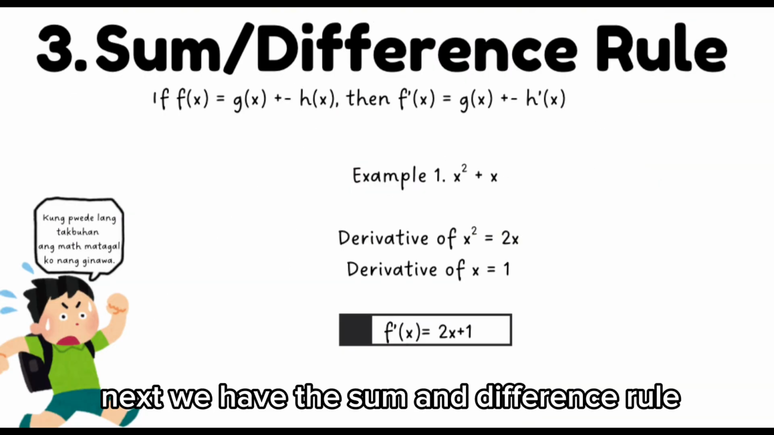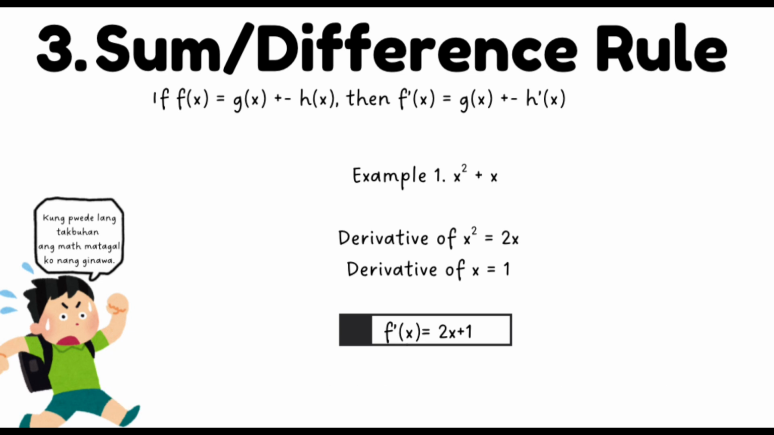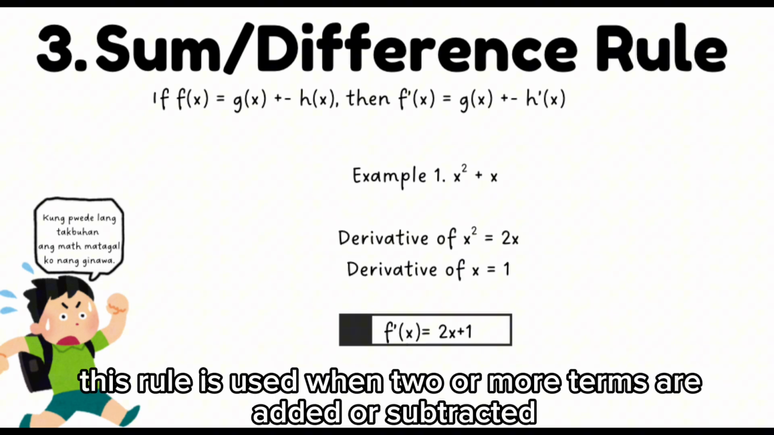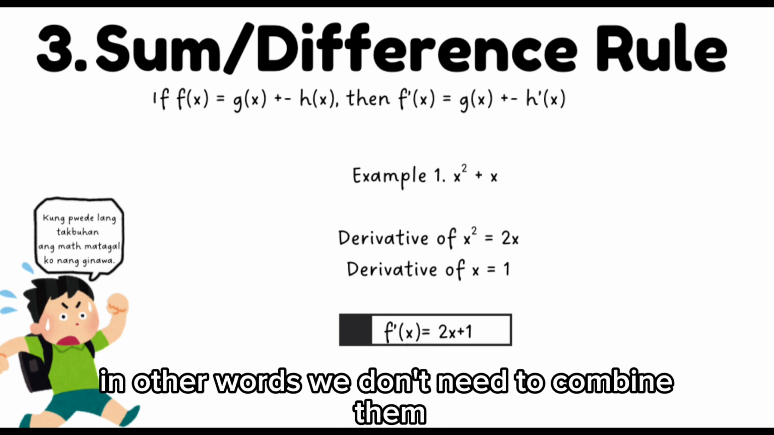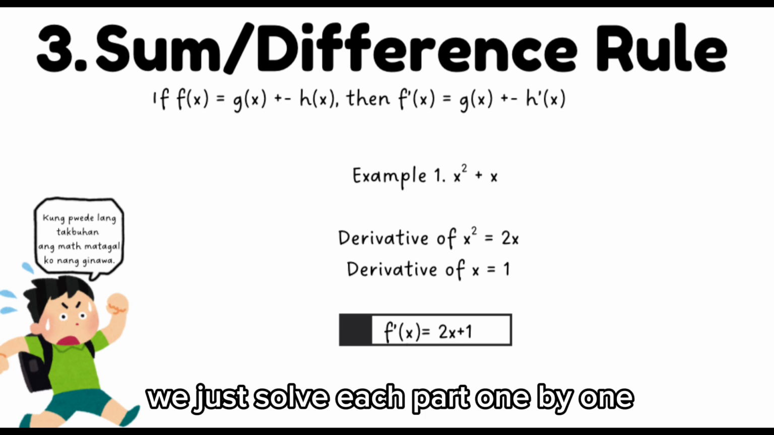Next, we have the sum and difference rule. This rule is used when 2 or more terms are added or subtracted. It states that we can differentiate each term separately. In other words, we don't need to combine them. We just solve each part one by one.